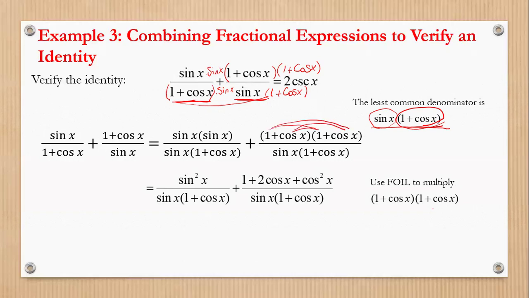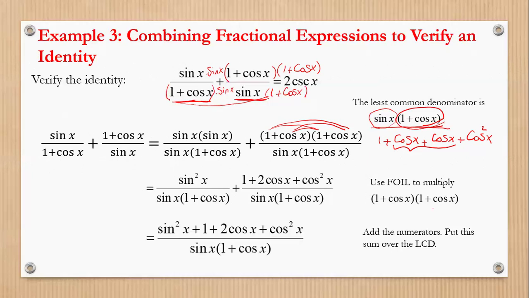1 times 1 is 1. 1 times cosine is cosine. Cosine times 1 is cosine. Cosine times cosine is cosine squared. And if you combine the like terms, you get 1 plus 2 cosine x plus cosine squared. Now we will write this whole thing on the same fraction with the common denominator. Okay, now let's look at the numerators.